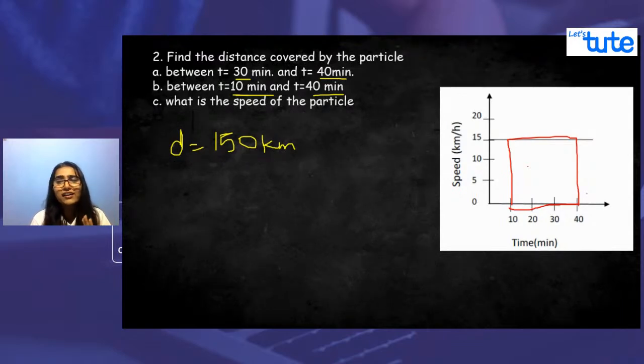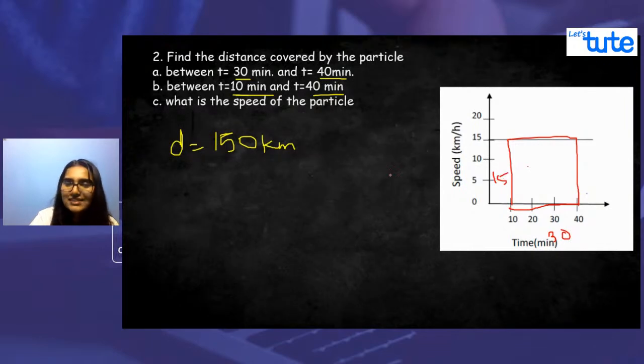Very good, Malika. Very good, Deepak. Okay, Rishikesh gave me the answer as 20. Rishikesh, I don't think it's 20. It is actually 30 into 15, guys. For the second one, the distance is 30 into 15. So for answer B, it is 30 into 15.